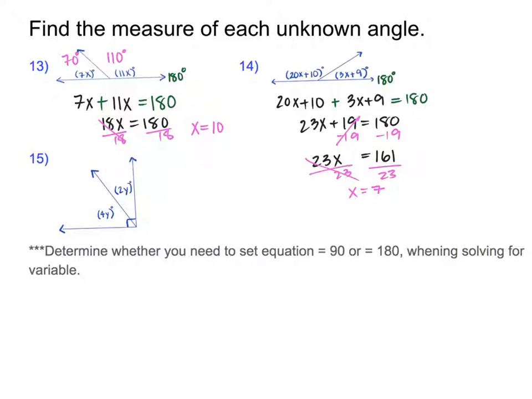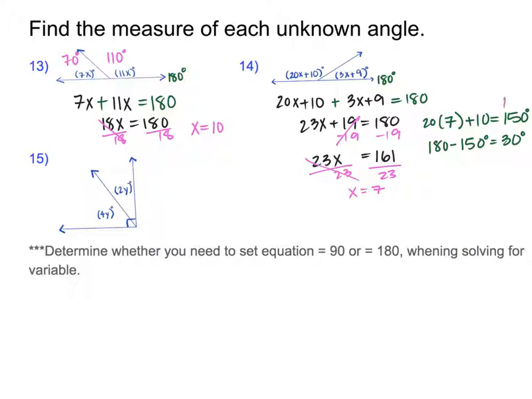Now remember, I just got x, and that's not my answer here. I need to plug that x back into each expression to get my actual angle. So let's write that out here. This would be 20 times 7 plus 10. If I work that out, 20 times 7 gives me 140, plus 10 is 150 degrees. Now remember what I said before. If I want to find the other angle here, I could plug 7 into this expression, or I could just take 180 and subtract the angle I got, which is 150, to find what's left over. And so that's 30 degrees.